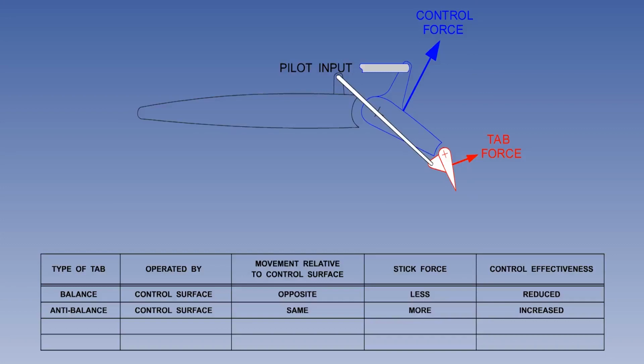To summarize, the anti-balance tab increases the hinge moment, stick force and feel. The pilot still moves the control surface directly, and it is the control surface that once again moves the anti-balance tab. The anti-balance tab moves in the same direction as the control surface, giving an increase in control effectiveness.